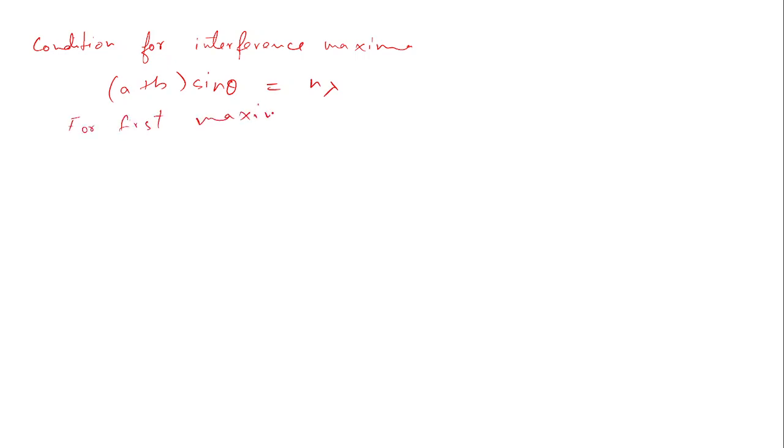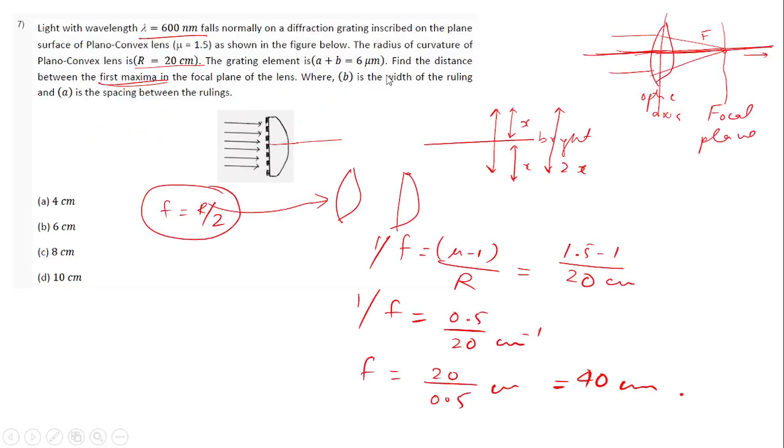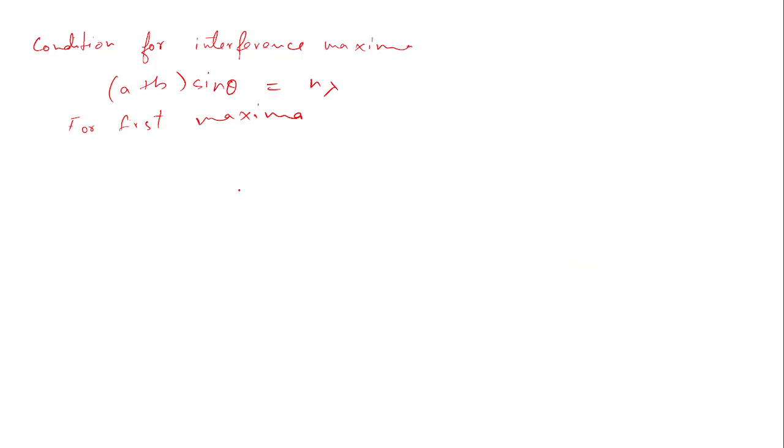The condition for interference maxima will be (A plus B) sine theta equals n lambda, where A plus B is the grating element. Because we have been asked to find the distance between the first maxima, for first maximum n will be 1. So sine theta will be lambda over (A plus B).